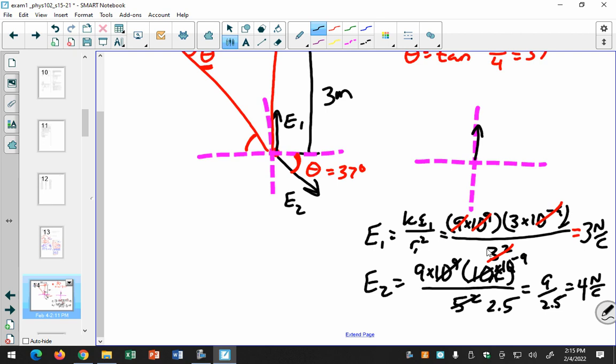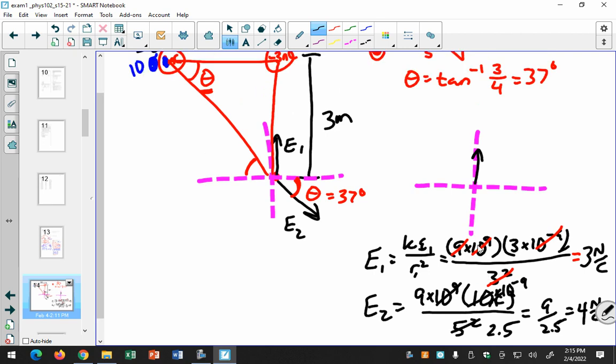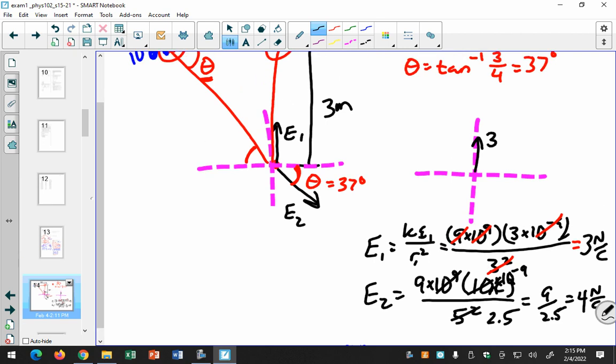So that means that I have a 3 Newton per Coulomb vector here, and then a 4 Newton per Coulomb vector here at an angle of 37 degrees. And now I want to find the x and y components. So E1x, I'll just redraw it actually. I think that's easier.